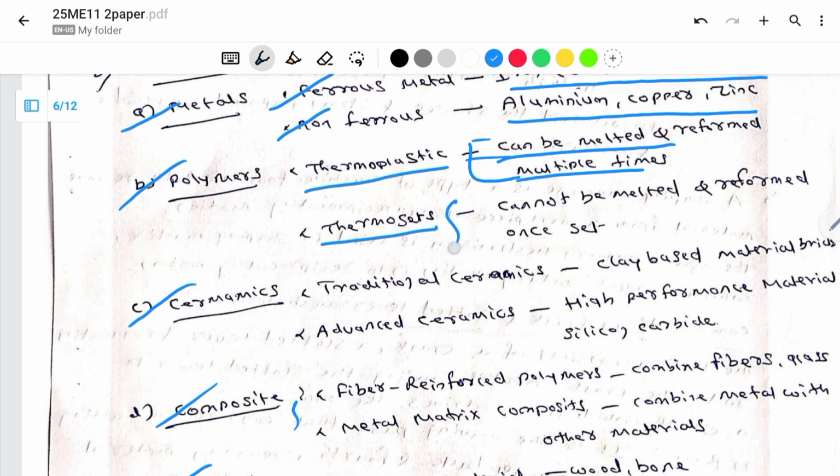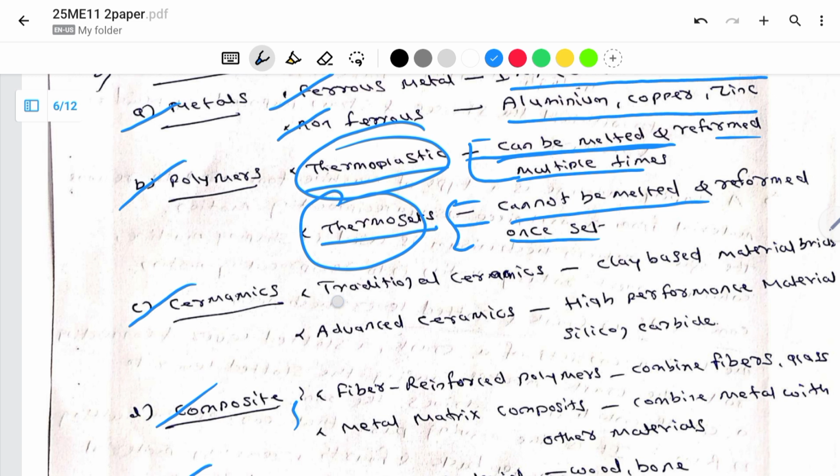But in the thermosets, only once if you heat them, those plastics will set. For example, thermosets are used for fire extinguishers and all, wherever there is a possibility of catching fire. But thermoplastics will be used for chairs and all. So these are costly, these are less costly.